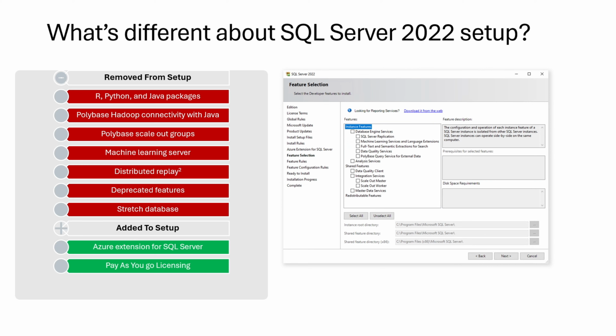In SQL Server 2022, the setup changed. Now, if you look at the features page where we go through the installation process, everything I have here in red has been removed. Python, Polybase, machine learning, distributed replay, and stretch databases were all removed from the setup, the same way SSRS was removed from previous version setups. And then we had some other ones that got added, right?